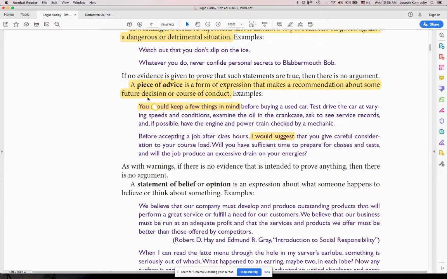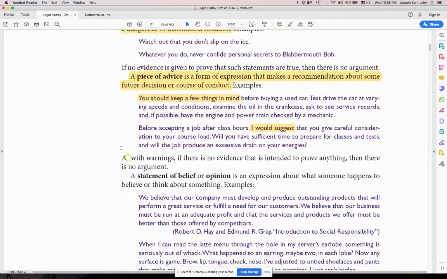Might be another trigger word phrase, or a phrase that has a bunch of trigger words. Okay. You should keep in mind a few things, or keep a few things in mind before buying a used car, blah, blah, blah, blah. They're just giving you advice. I would suggest, so again, I think piece of advice and warning, they're pretty easy.